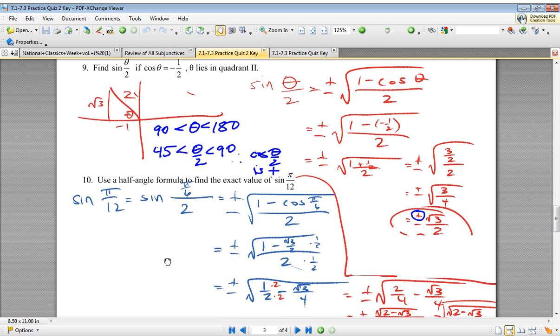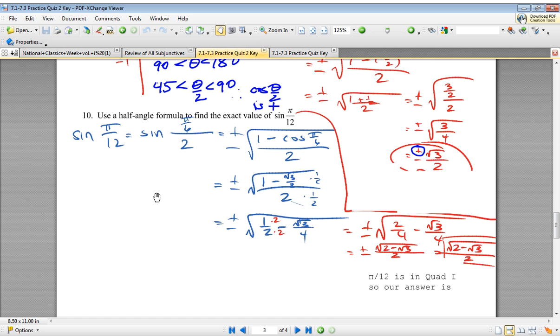And finally, we have to use the half angle formula. It even tells you which formula to use to find the exact value of sine of pi over 12. Since pi over 12 is not a unit circle thing, we're going to have to use the half angle formula to make it a unit circle thing. So the half angle formula, and this should be written on here, so we're going to write.